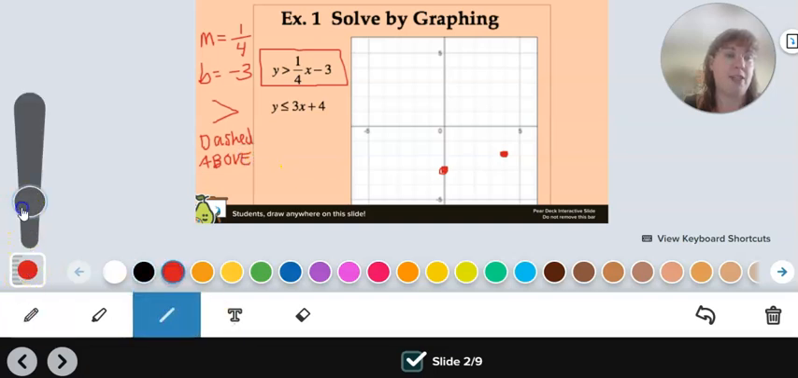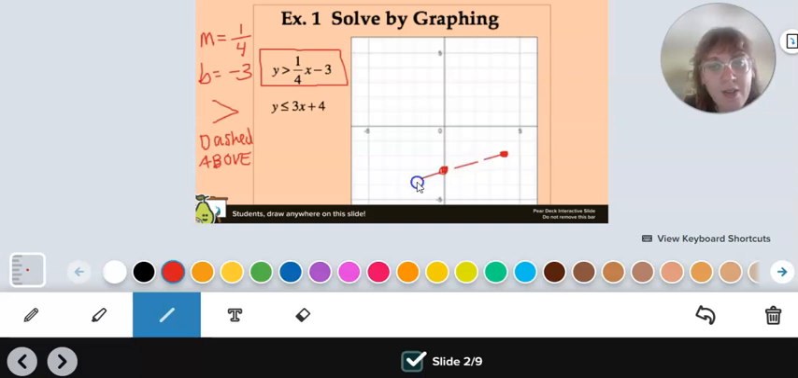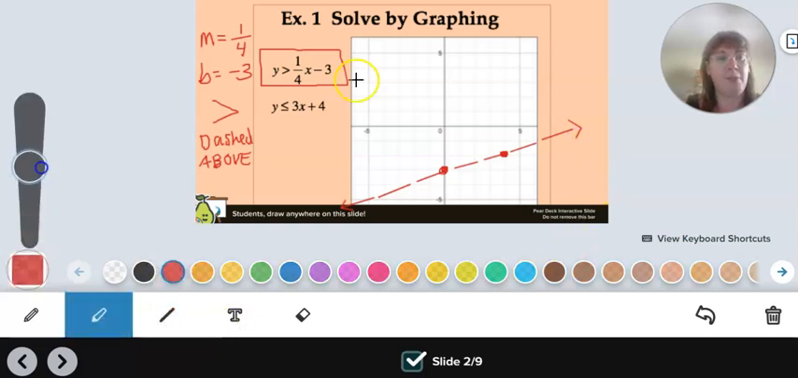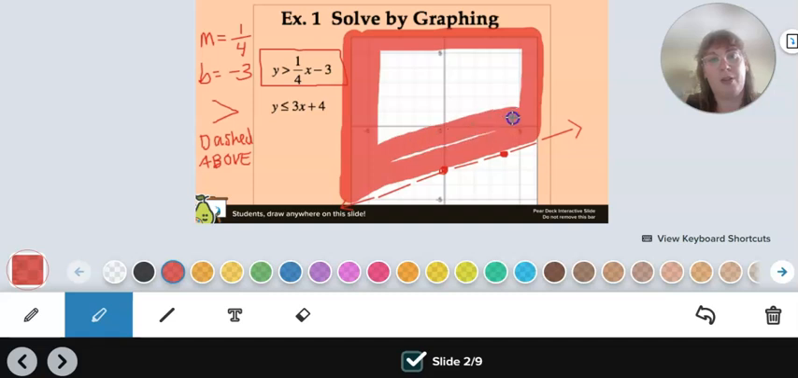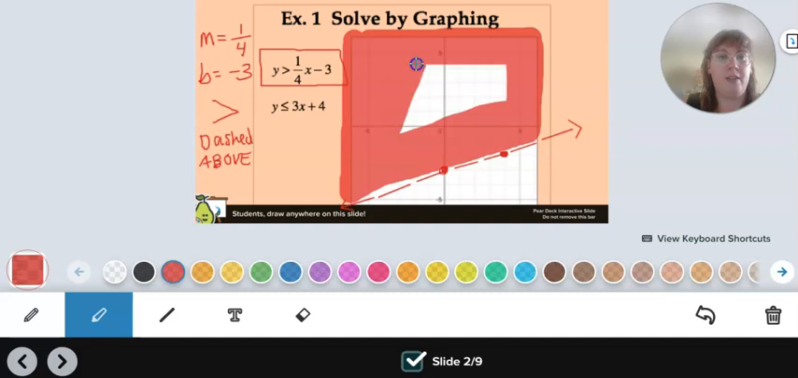So I'm going to use my line tool to make a dashed line. Do the best that you can. Something like that. It might not be perfect, that's okay. And then we're shading above the line. So all of this is part of our solution to the first inequality. Shading it in. This is the best part. It's kind of soothing, I think.